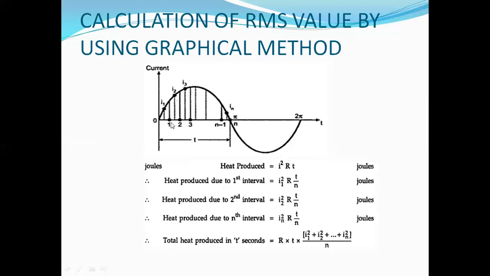The average height of each interval is taken as the average instantaneous value of current, that is I1, I2, I3, I4, up to In. Now let this current pass through a resistance R. So the heat produced is always equal to I square RT, and it is in joules. So total heat produced is equal to I square RT joules.